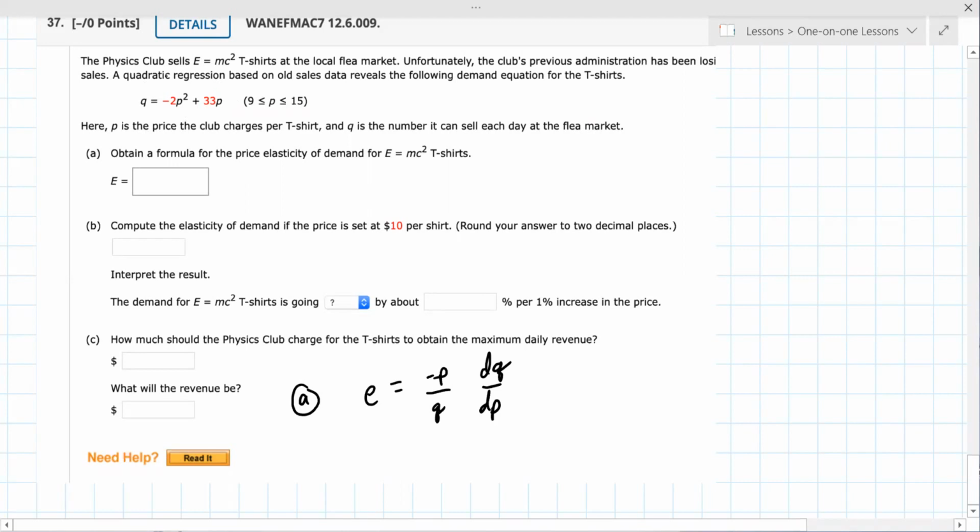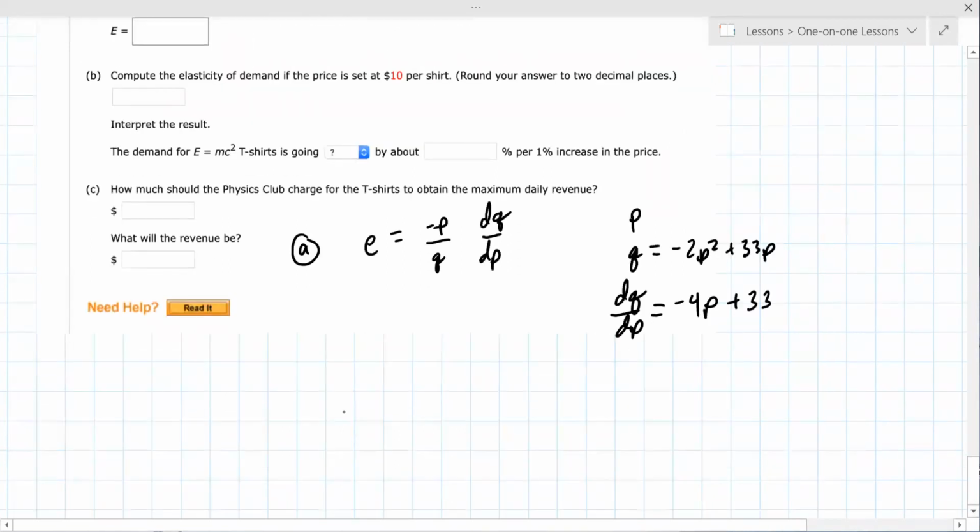Q, this is Q. Your Q is right here. And then you need a derivative. So you have P. Q is minus 2P squared plus 33P. And then you have to take a derivative of that. The derivative of that is minus 4P plus 33. Okay. So now we're just going to fit that into this formula. So we have minus P, because that's what it is. Q, our Q is minus 2P squared plus 33P times minus 4P plus 33.